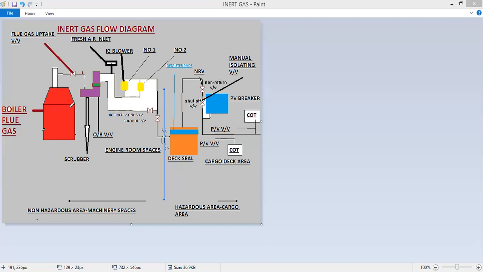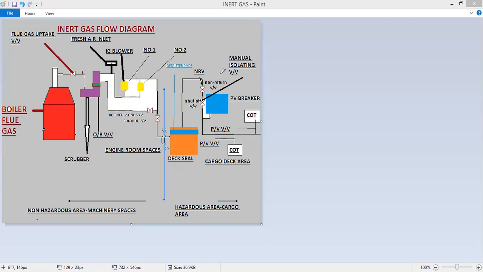Inert gas can be made on the ship free of cost because the exhaust gas from the boiler is used to make that inert gas, because during discharging operations the boiler is as such always running, so those exhaust gases from the boiler are used to make that inert gas.